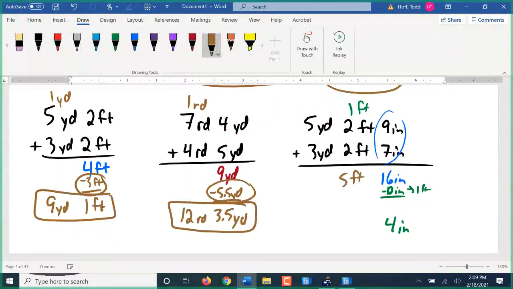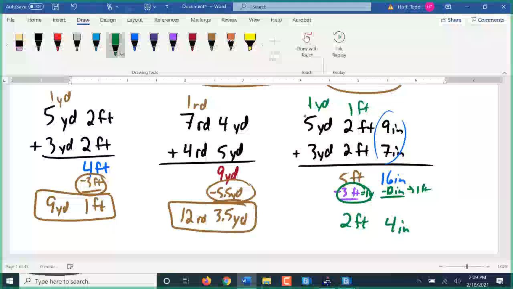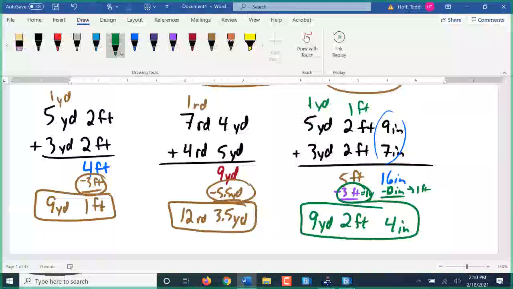That is more than a foot. Or more than a yard, I should say. There's 3 feet in a yard, so I'm going to take away those 3 feet, leaving me with 2 feet. I'm going to carry that 1 yard from those 3 feet. 1 and 5 is 6, plus 3 is 9 yards. That's 9 yards, 2 feet, 4 inches.